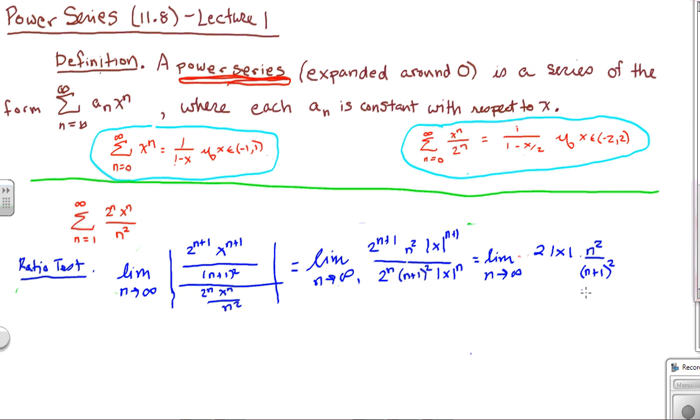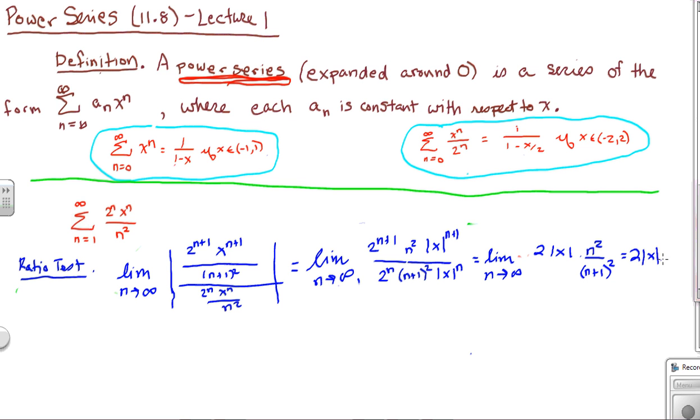And notice that this n squared over (n plus 1) quantity squared is a rational function, right? The numerator and the denominator are polynomials, and both are degree 2. They're both squared. So that's going to just go to 1. So this whole limit's going to be 2 absolute value x.